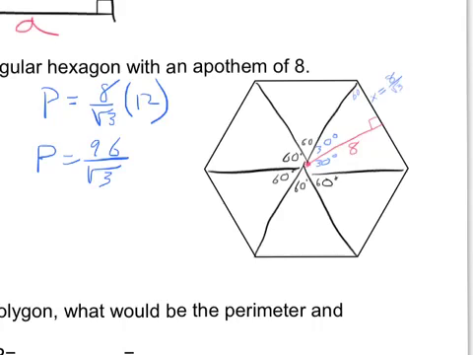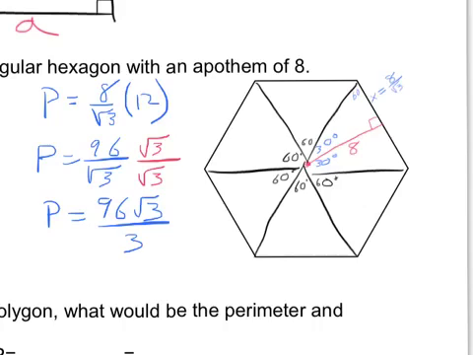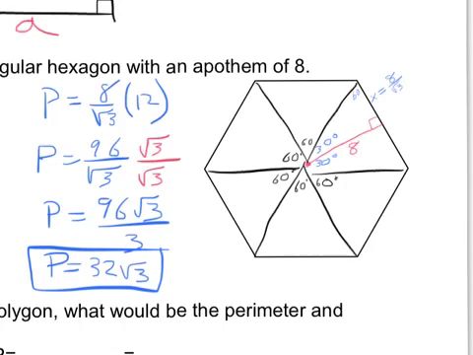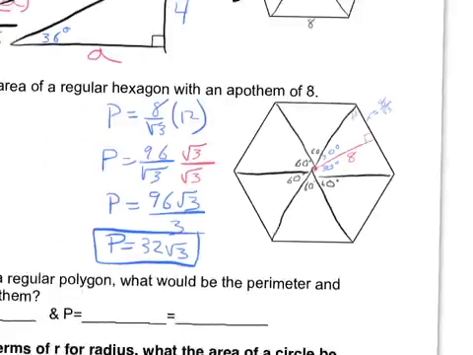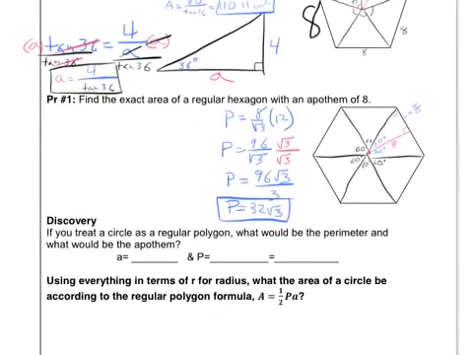And now let's go ahead and rationalize it. Rad 3 over rad 3. And what you get on top is 96 rad 3, and you get a 3 on the bottom. And 96 divided by 3 is simply 32. So for your perimeter, you have 32 rad 3. Now remember, they wanted an exact answer, so I'm just leaving it like that. I'm not going to try and figure out a decimal.